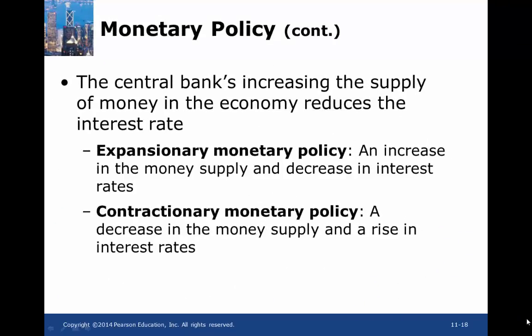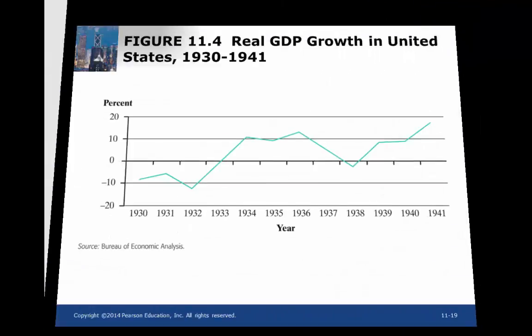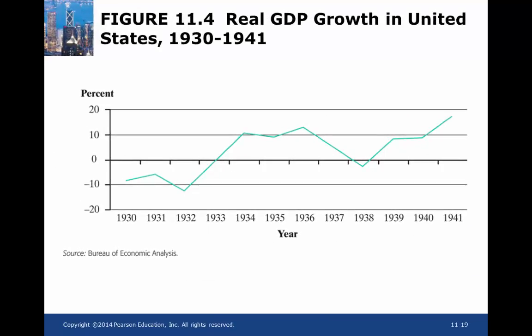Monetary policy. The central bank increasing the supply of money in the economy reduces the interest rate. Expansionary monetary policy is an increase in the money supply and a decrease in the interest rates. Contractionary monetary policy is a decrease in the money supply and a rise in interest rates. Figure 11.4 shows real GDP growth in the United States from 1930 to 1941.